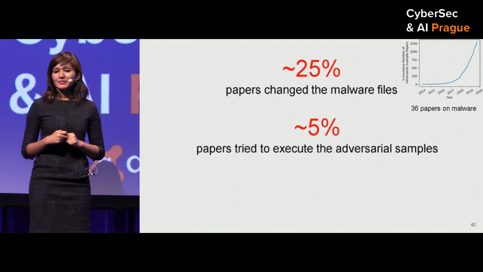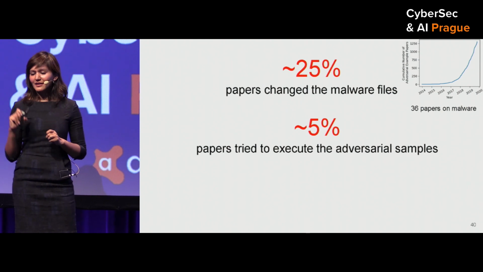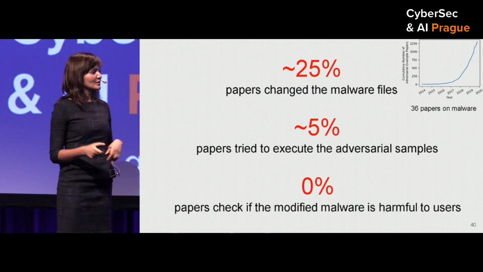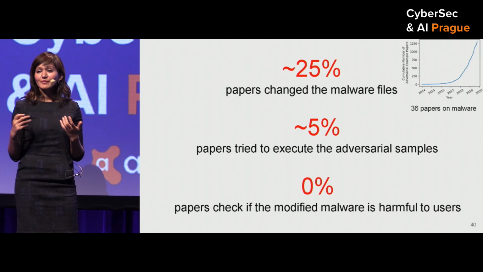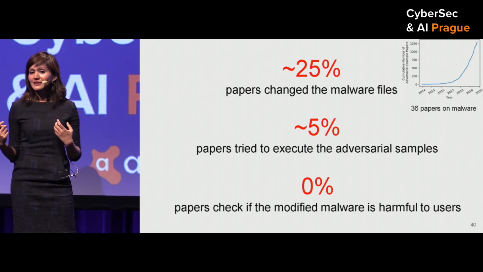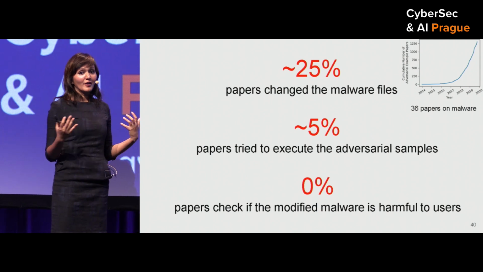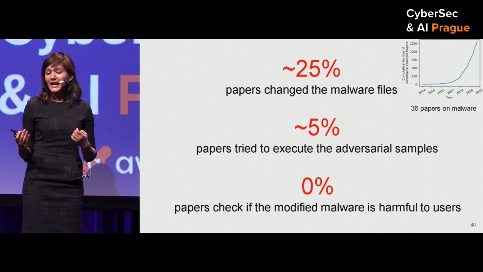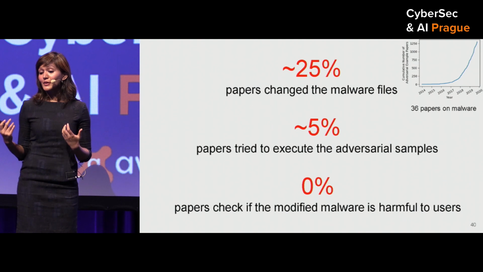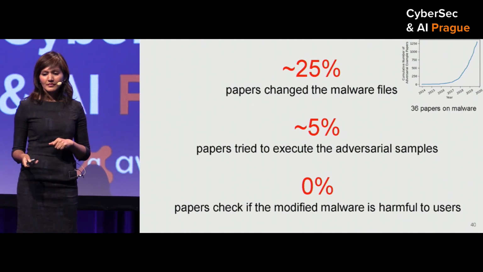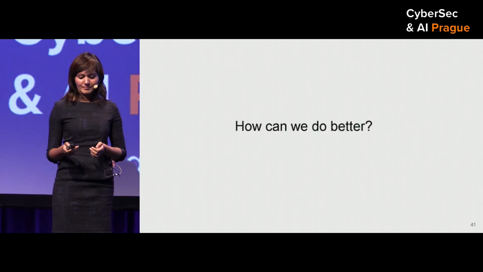About 5% of them tried to execute the file by clicking on the file. But 0% of the paper checked whether this malware was actually harmful or not. In some cases, just clicking on the file and watching that the file works is not enough to figure out whether this is still malicious or not. So how can we do better?